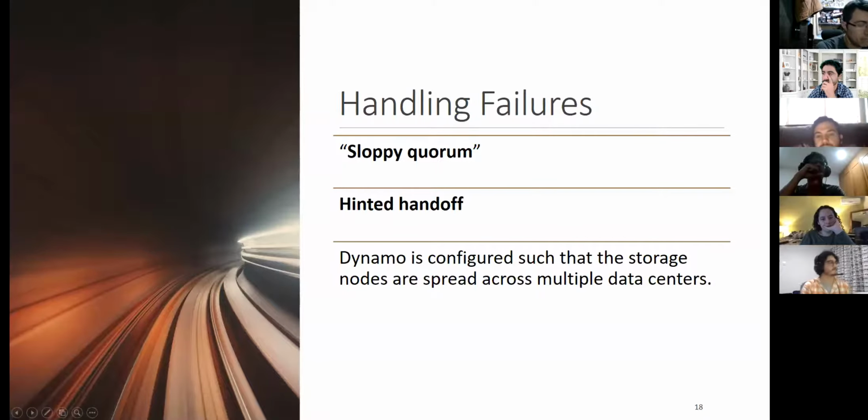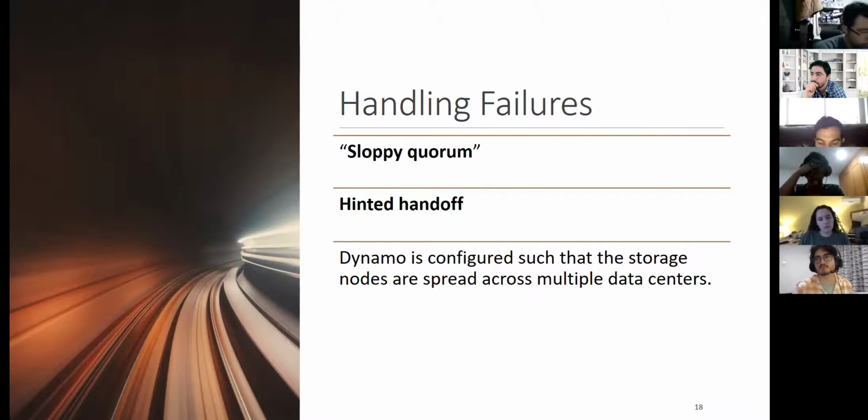Okay. How is this quorum approach used by Dynamo? In the end, the main goal is to be available, even if there are server failures and network partitions. So Dynamo implemented the so-called sloppy quorum, in which all read and write operations will be performed on the first N healthy nodes from the preference list. So these nodes need to be available and responsive from the preference list in order to implement this quorum technique, which is another way to handle failures.